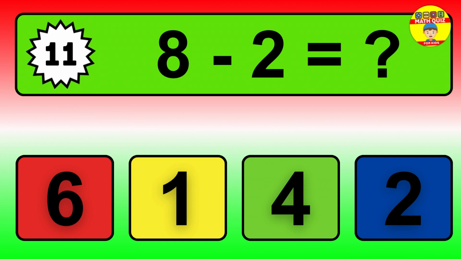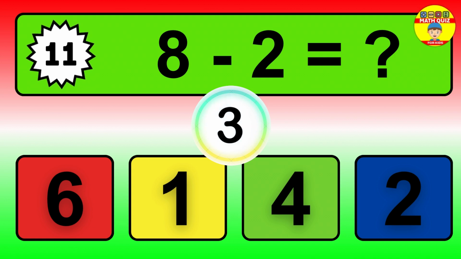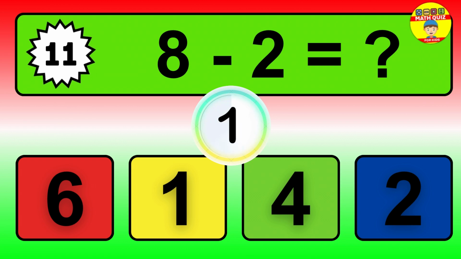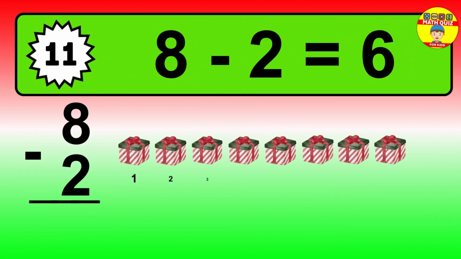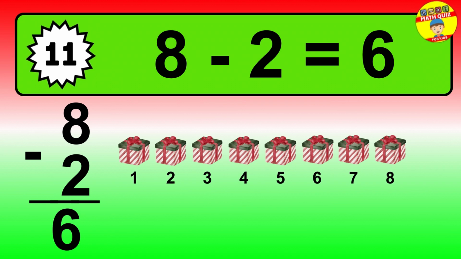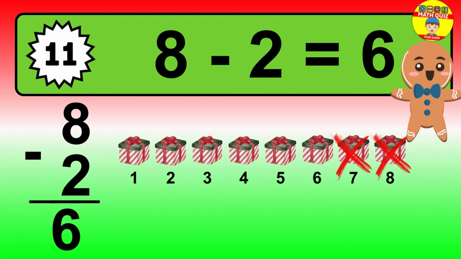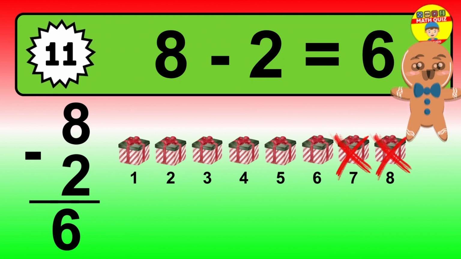Question 11. 8 minus 2 equals what? So, the answer is 8 minus 2 is 6. Let's count it. 1, 2, 3, 4, 5, 6.